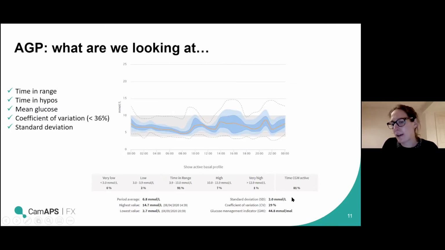And then we look at the measures of variability, and we can see here, even by eye, the blue shaded area is very narrow. And you can see the standard deviation is low, 2 millimoles per litre.